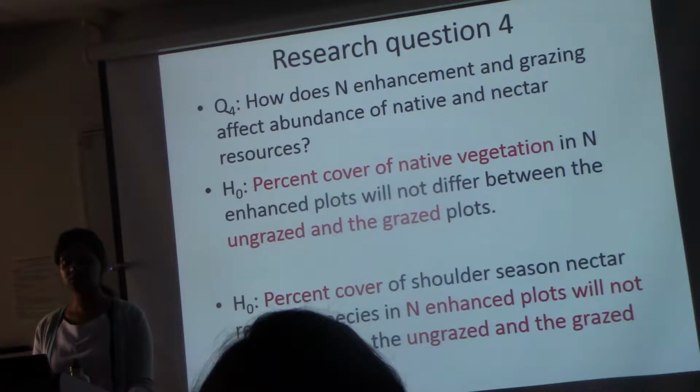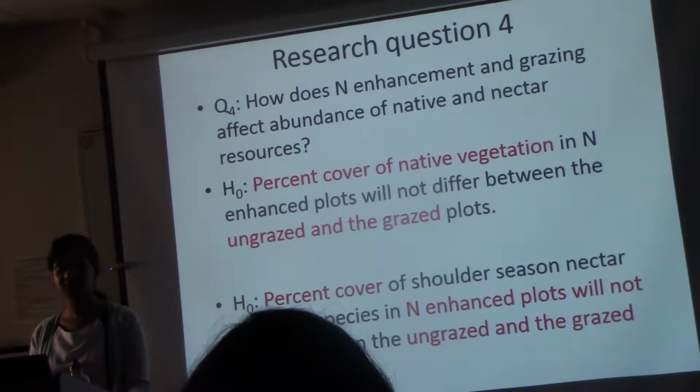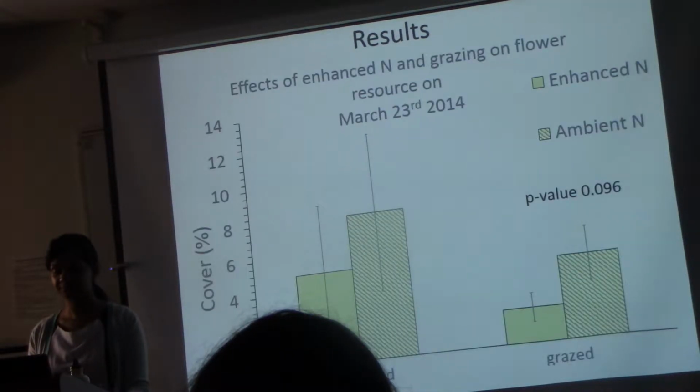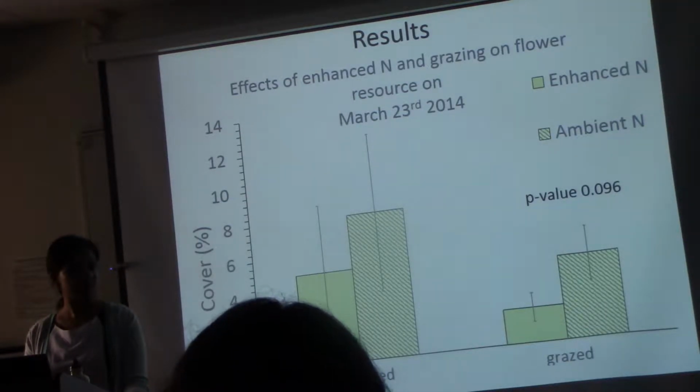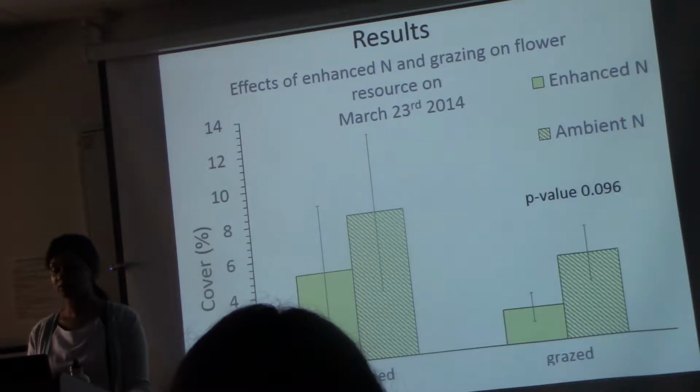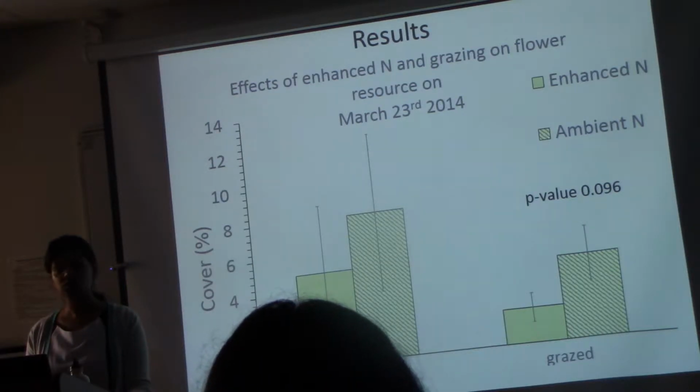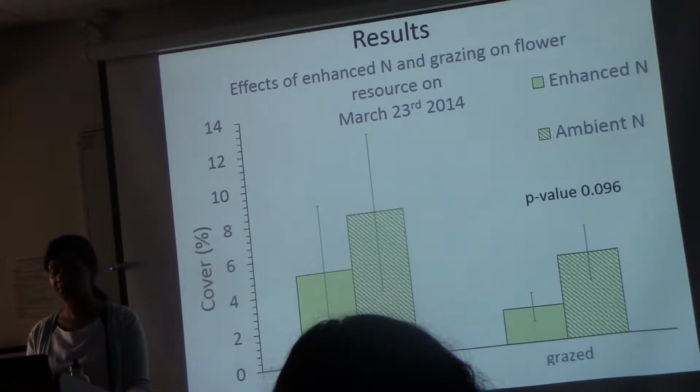Question 4. How does nitrogen enhancement and grazing affect abundance of native and nectar resources? This graph shows the cross-treatment interaction on early flower resource with a p-value of 0.096. This was again a trend, and it showed that the enhanced nitrogen did lower abundance of early nectar resource in both ungrazed and grazed plots, but there was no difference between the ungrazed or grazed. The ungrazed ambient nitrogen cross-treatment plots had the highest overall percent cover of early nectar resources.